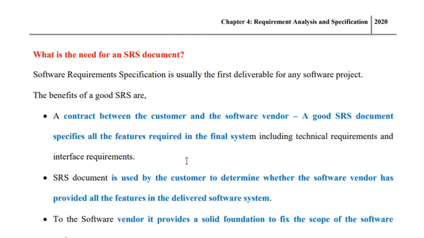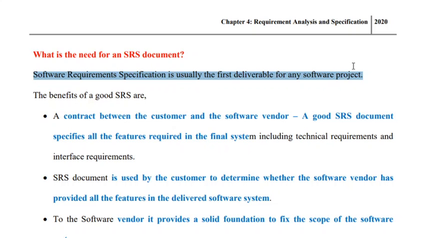So, what is the need for an SRS document? You see, there are various ways in which the software requirement specification document can be put to use. Now, the software requirement specification document is the first deliverable, that means something that is delivered to the clients, that is created from the software lifecycle model.